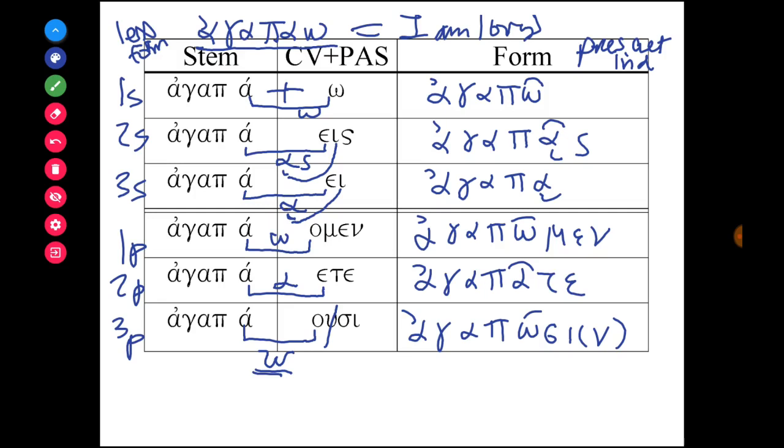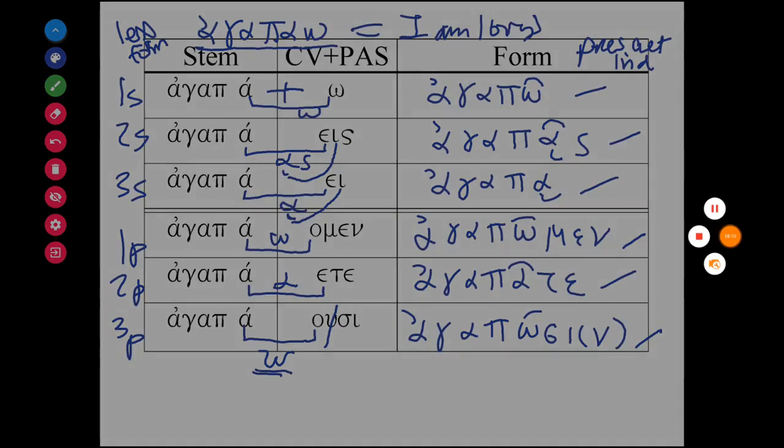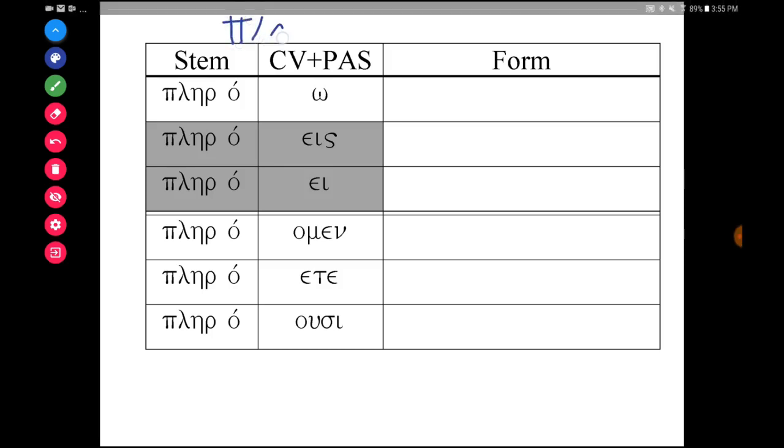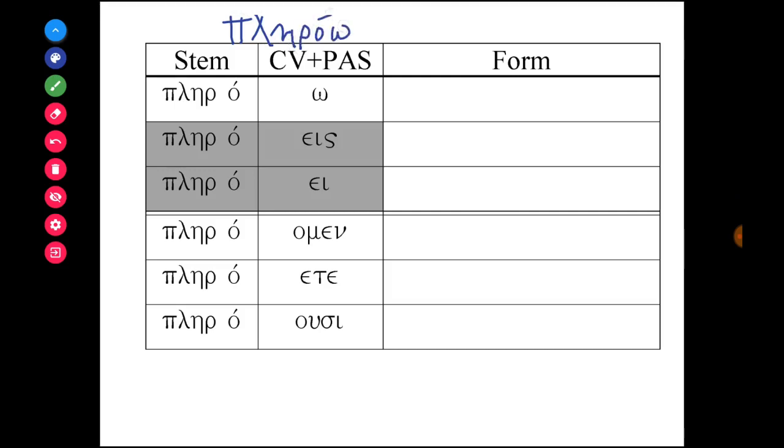Let's say them together. Ready? 1, 2, 3. Agapo, agapas, agapa, agapomen, agapate, agaposen. And for our third paradigmatic word, plerao, which means I am fulfilling, I am completing. And again, this is the lexical form, which you never see used in a real sentence.